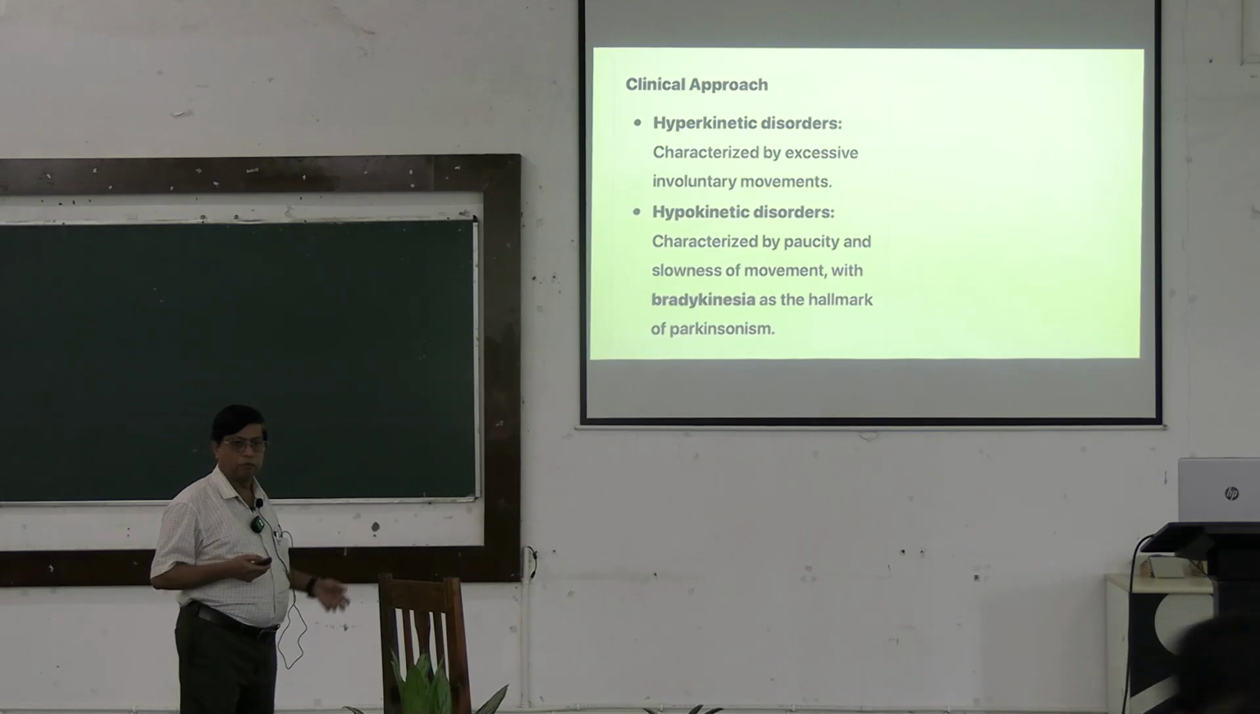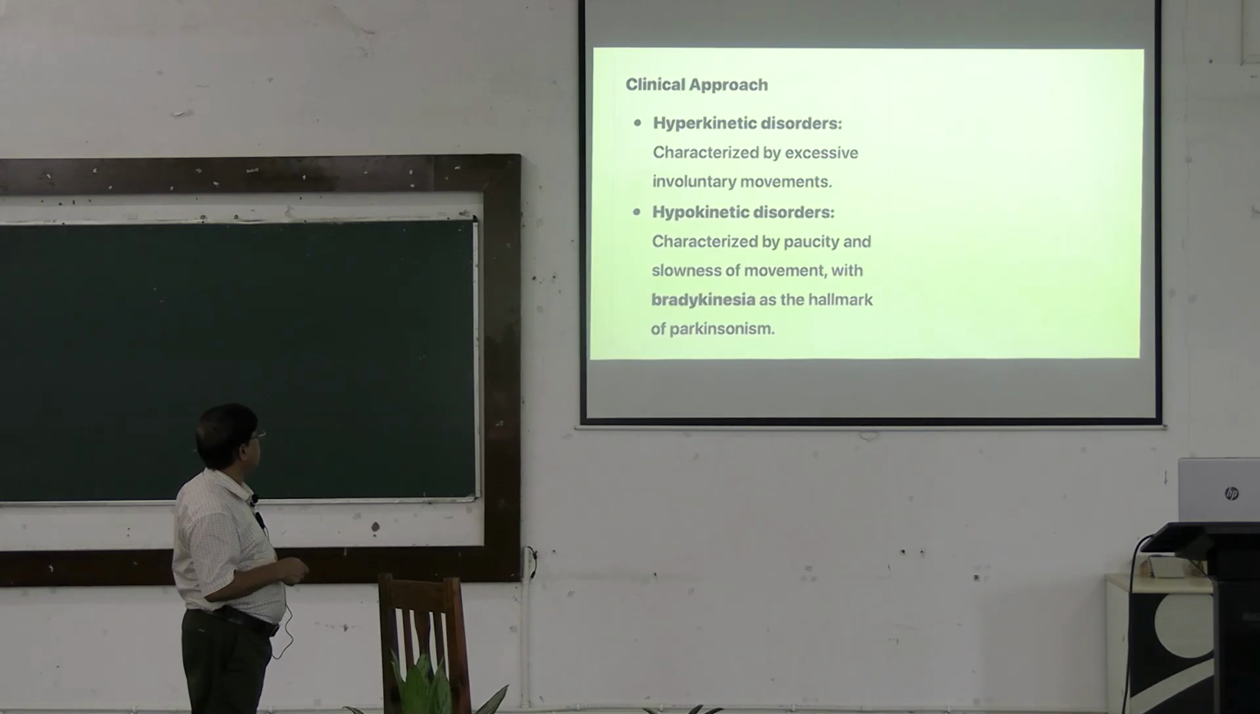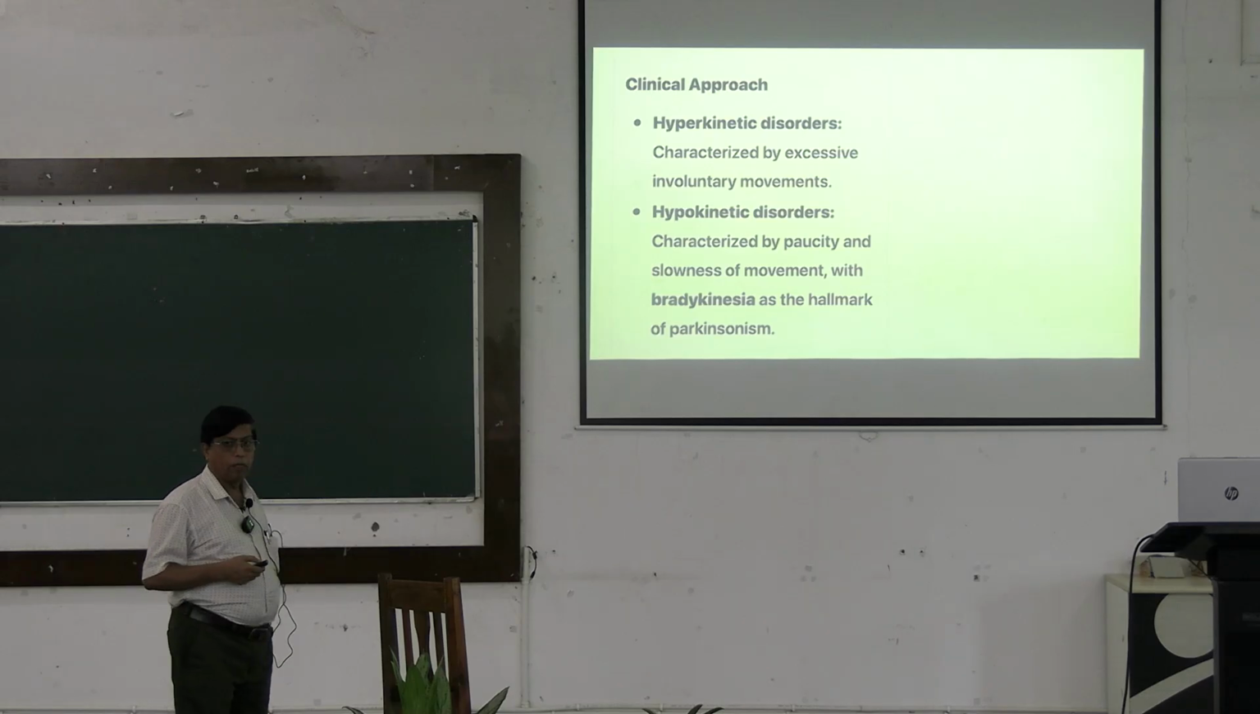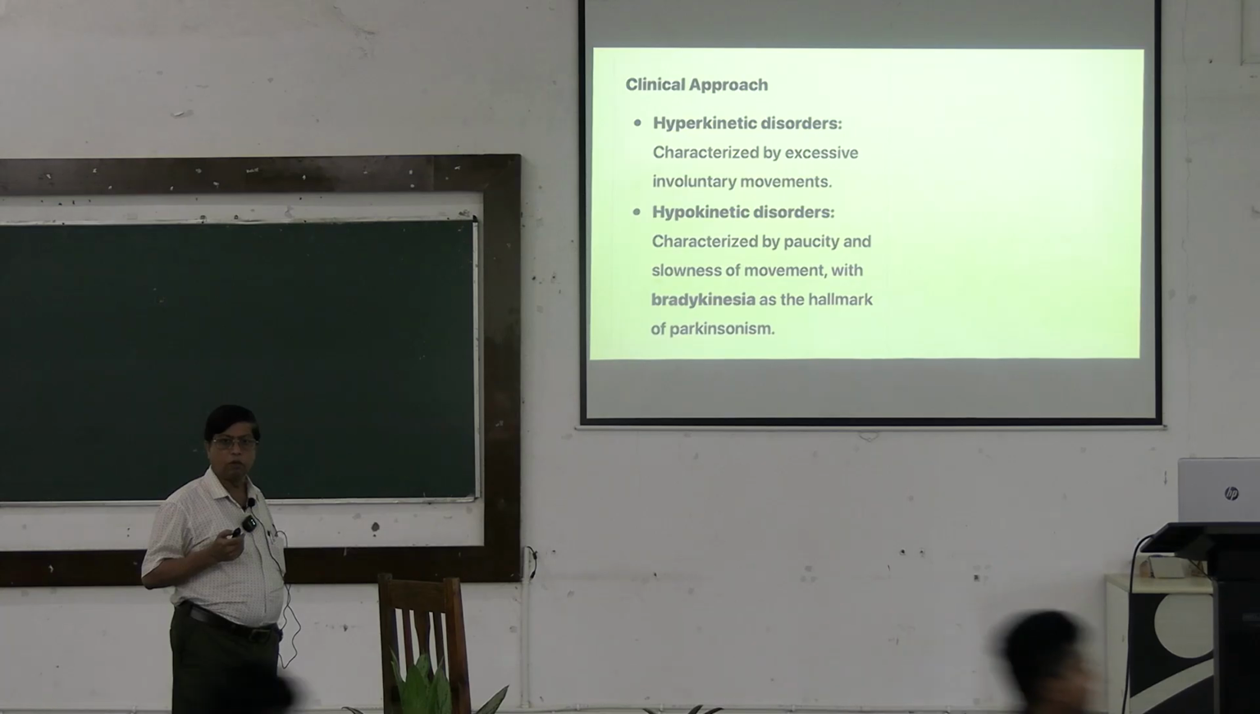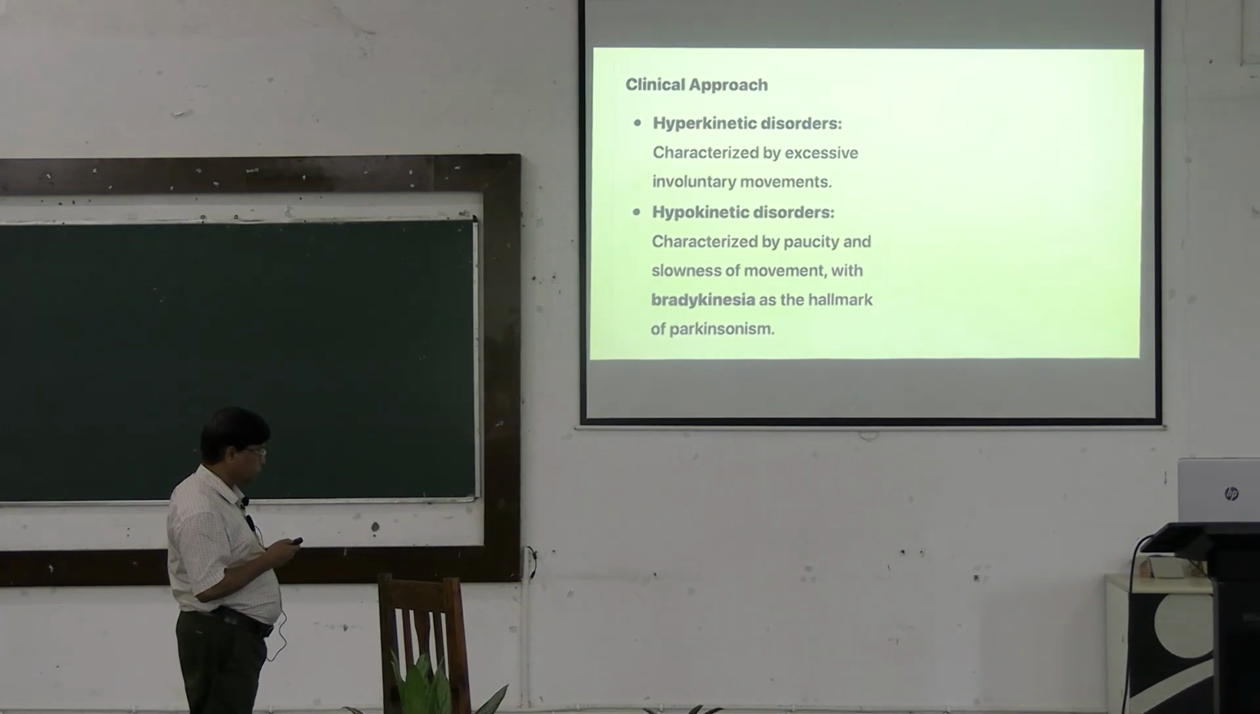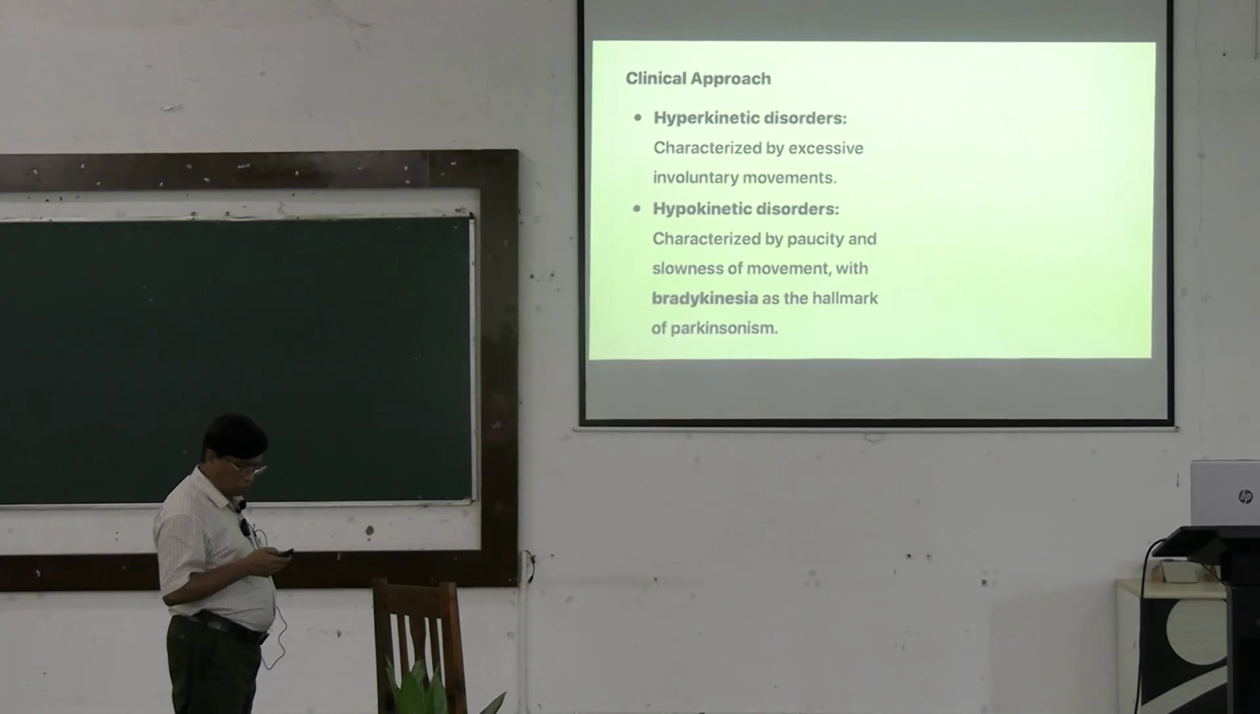So it may be hyperkinetic, there is more movement, or it may be hypokinetic disorder. Hypokinetic disorder is characterized by paucity of movement, or there is less movement. We also call it bradykinesia. It is a hallmark of Parkinsonism. You have seen many persons having Parkinson's disease, and this bradykinesia, or the less movement, is a hallmark of diagnosis of Parkinsonism. So it is hyperkinetic disorder or hypokinetic disorder. Prototype is Parkinsonism.